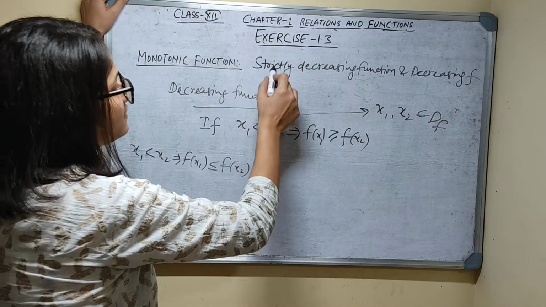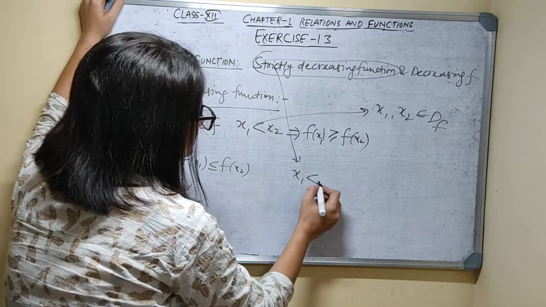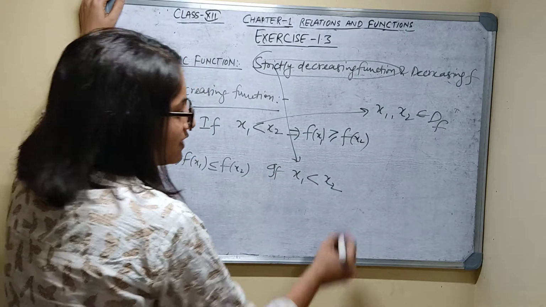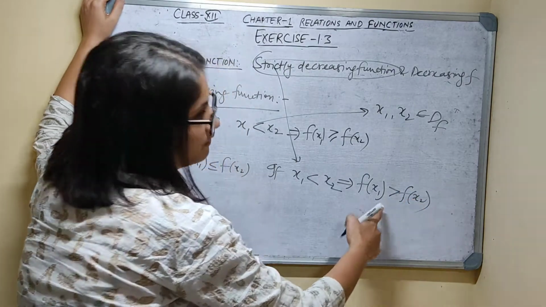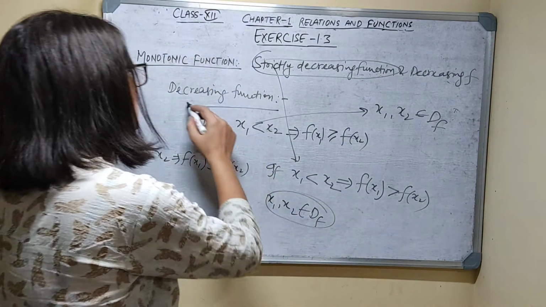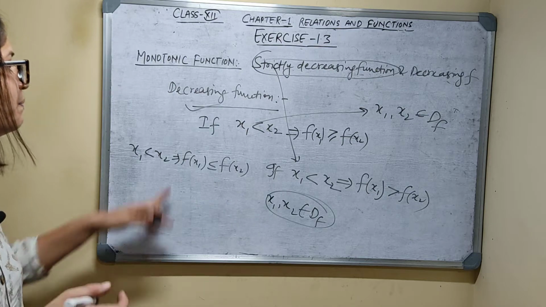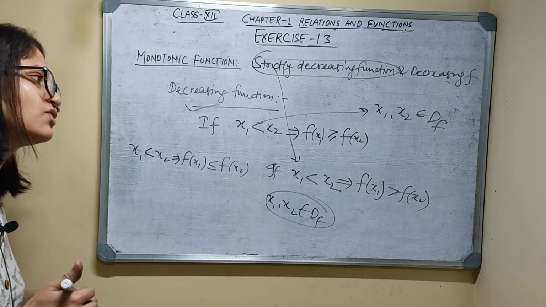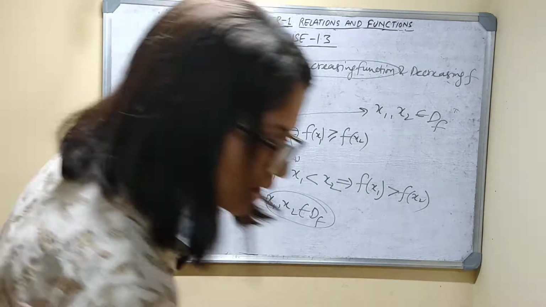Is it clear? Now, strictly decreasing function will be what? Strictly decreasing function: if x1 is less than x2, then f of x1 is always greater than f of x2. It can't be equal to f of x2. And here also x1, x2 belongs to domain of a function. This is called a strictly decreasing function. And decreasing function, if x1 is less than x2, then f of x1 can be greater than or equal also to f of x2.